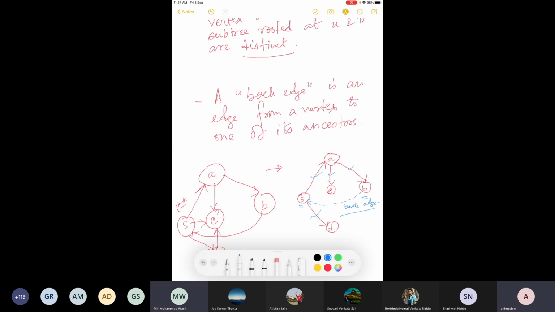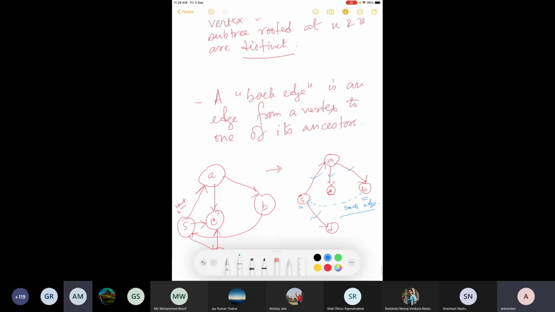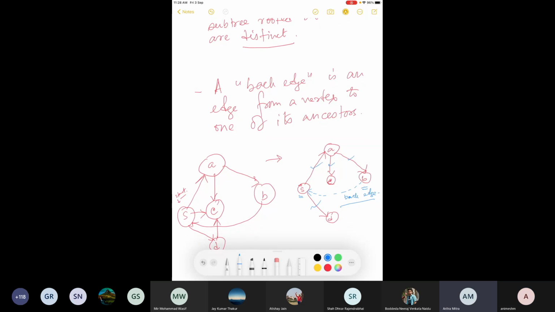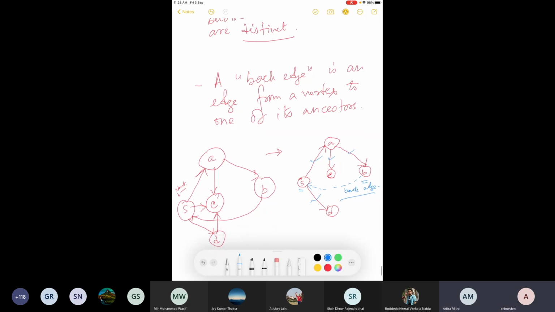Sir, here the direction also matters. If S2B is an edge, we can't say it is a back edge. Only if B2S is a directed edge can we say it's a back edge. Otherwise, no. So in case of reciprocal edges, one of them is a back edge. Yes.